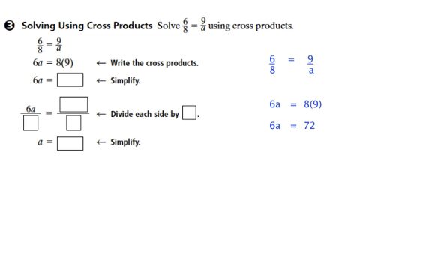To solve for a, we're going to use our algebra skills and we're going to divide both sides by 6. 6a over 6, the 6s cancel each other out. You're left with a. And 72 divided by 6 is 12. So a equals 12.